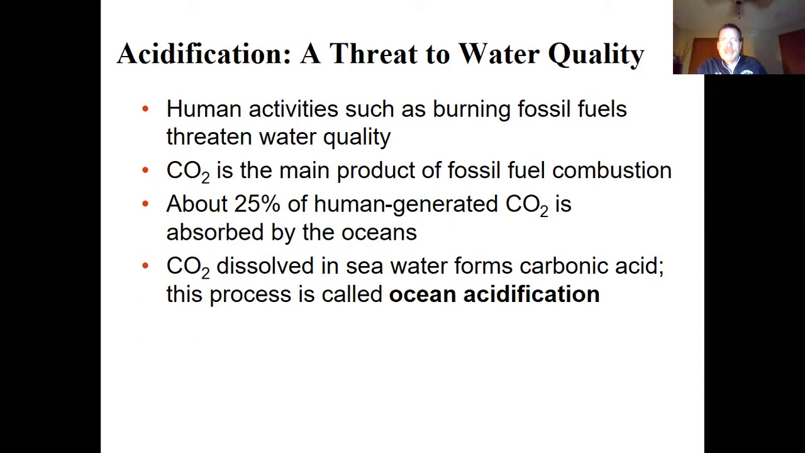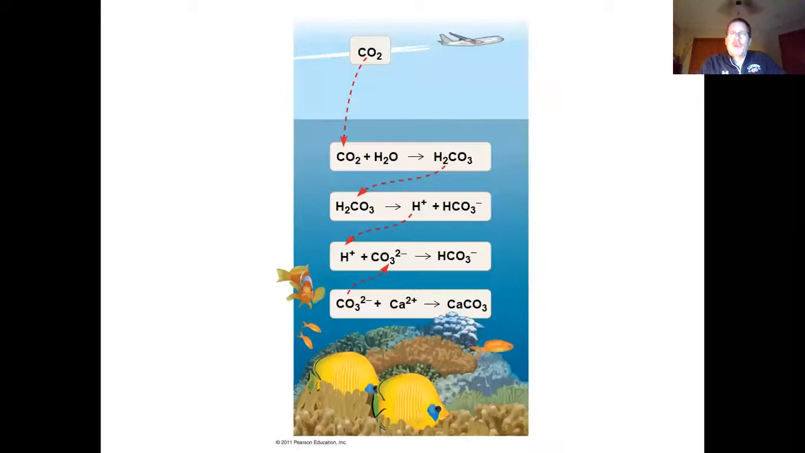So that leads to acid rain and acidification of water. Human activities such as burning fossil fuels threaten water quality. Carbon dioxide is the main product. About 25% of human generated carbon dioxide is absorbed by the ocean in its cycle. And we'll talk about chemical cycles in this unit. Carbon dioxide dissolved in seawater forms carbonic acid. That's acidification.